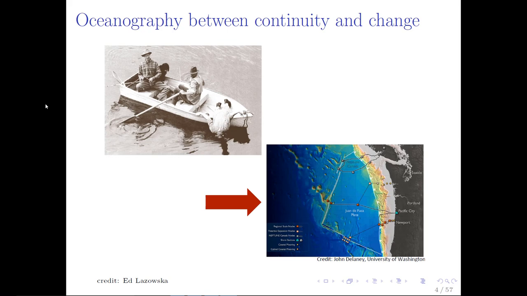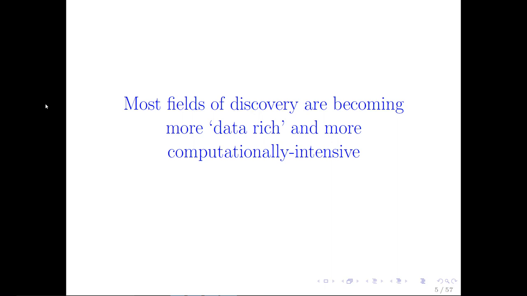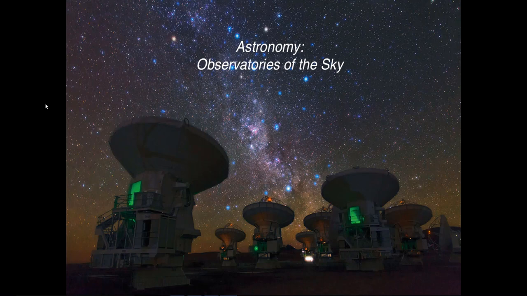This is not something that is specific to oceanography. Pretty much all fields of discovery are transitioning from data poor to data rich, and they're becoming more and more computationally intensive. If we think, for instance, of astronomy, it relies on big telescopes that collect terabytes of data every night and transfer those data to data centers. These are sort of big observatories of the sky.